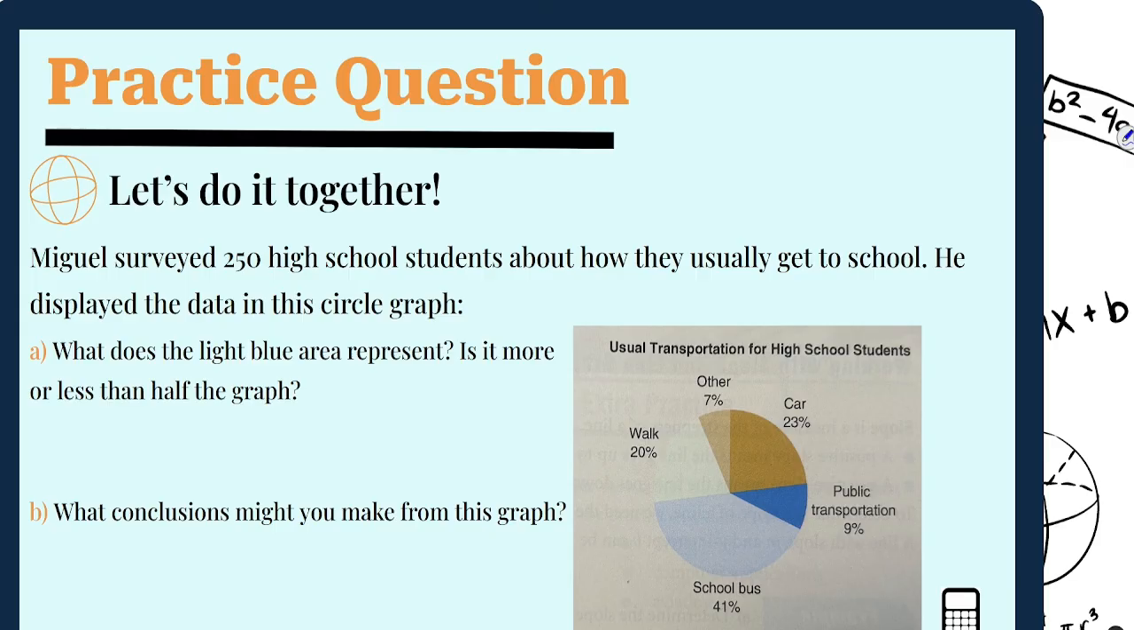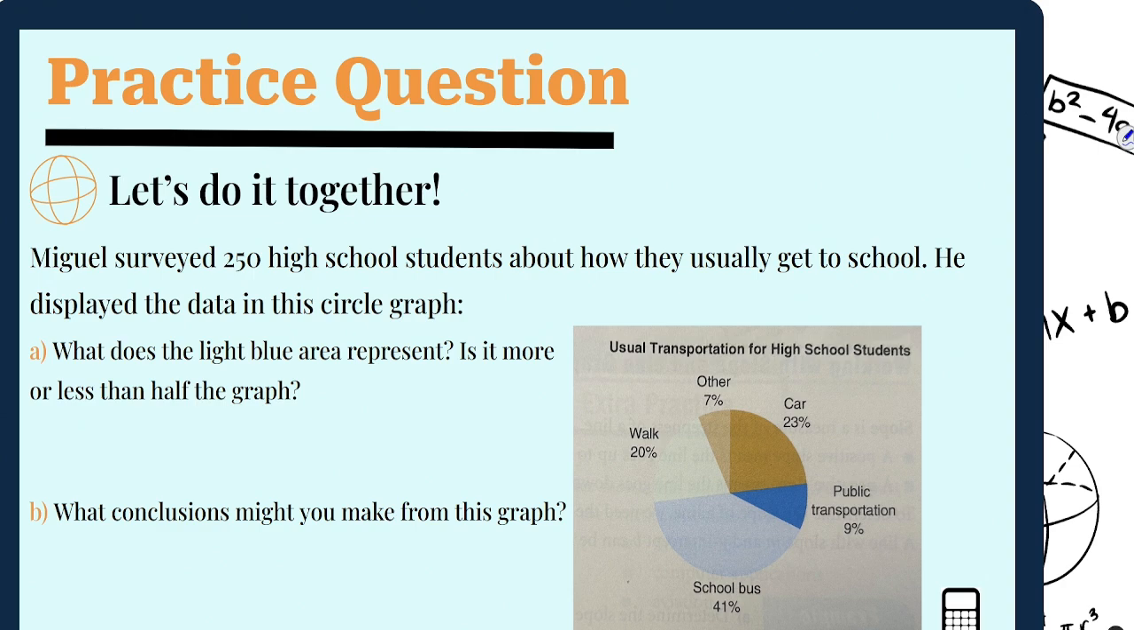Miguel surveyed 250 high school students about how they usually get to school. So he went around probably with a clipboard, had, looks like here, car, public transportation, school bus, walk, and other, 5 options. He would have gone around and said, "Hi, how do you usually get to school?" And if they said car, he'd check that one off. If they said public transportation, they would check that one off. And they were only given these options, though. It wasn't, oh, I take a scooter or my skateboard. Those would have been classified under other. So it was either car, public transportation, school bus, walk, or other. Those were the only options.